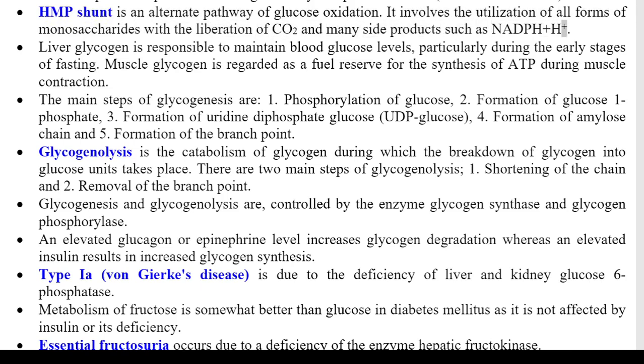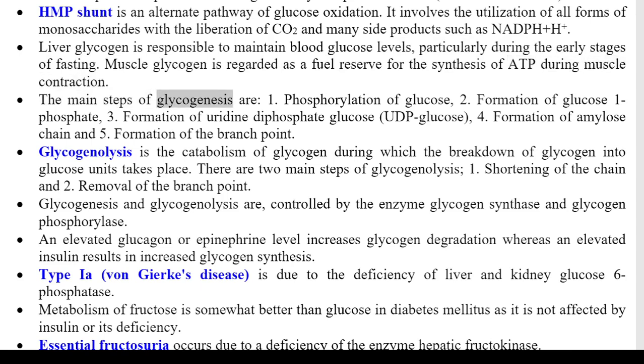NADPH plus H+. Liver glycogen is responsible for maintaining blood glucose levels, particularly during the early stages of fasting. Muscle glycogen is regarded as a fuel reserve for the synthesis of ATP during muscle contraction.